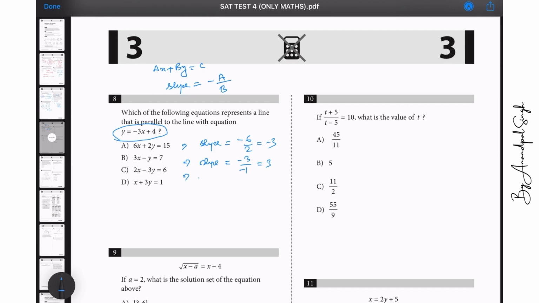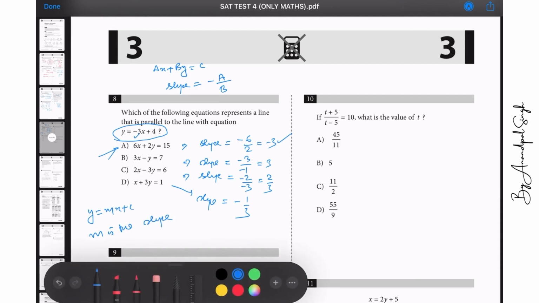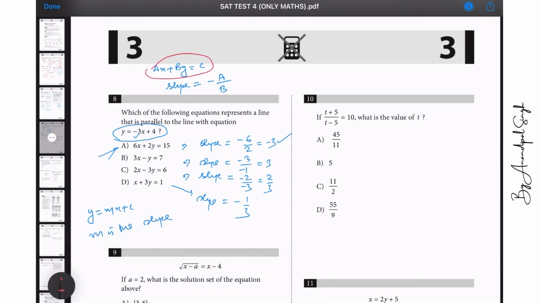And here the slope is negative 2 over negative 3, that is 2 over 3. And in the last equation, the slope is negative 1 over 3. It means that in option number 1, we have the same slope, so that is the answer. See, the slope is negative 3, and here also the slope is negative 3. Because when the line is of the form y equals mx plus c, then m is the slope. And if the line is of the form ax plus by equals c, then the slope is minus a over b.